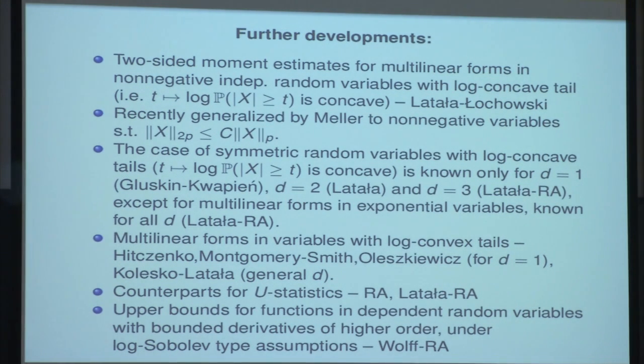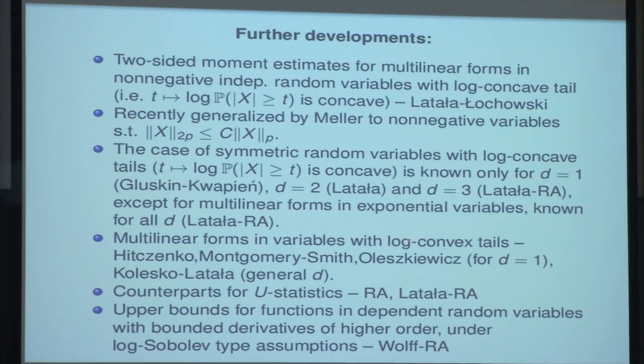And the case of symmetric random variables, which are interesting, for example, because you have Rademachers there, turns out to be more difficult. So for sums, two-sided bounds for d equal to 1 were done by Gluskin and Kwapień. D equal to 2 by Rafał Latała. And for d equal to 3, we have a paper with Rafał. So it works, for example, for Rademachers.